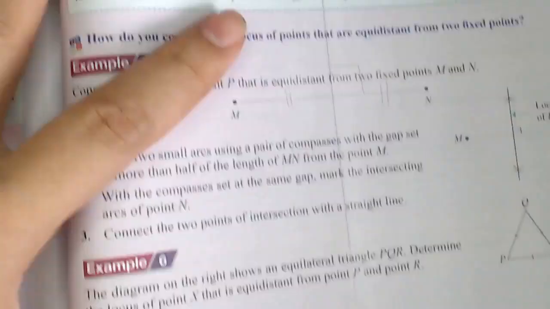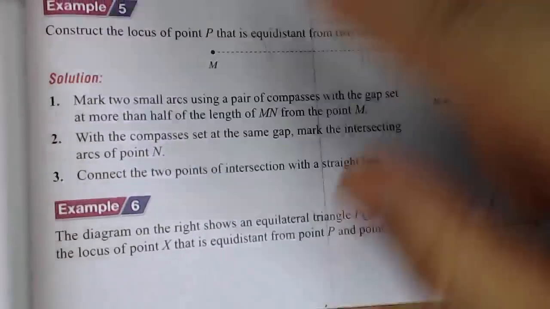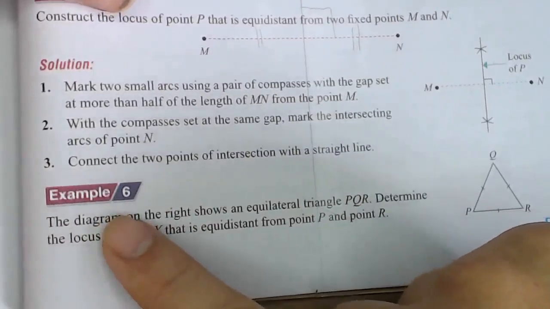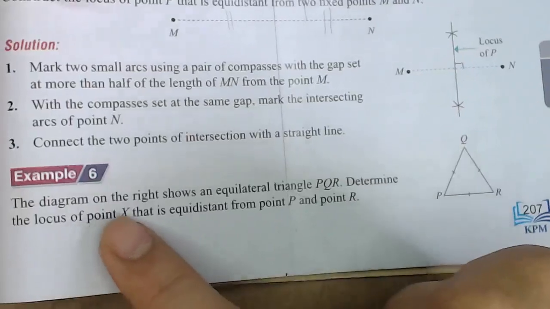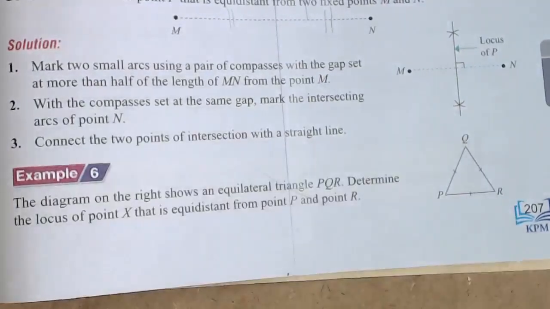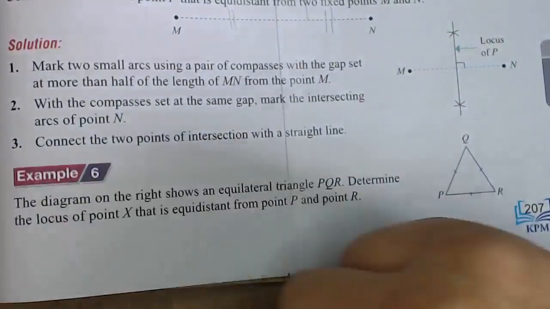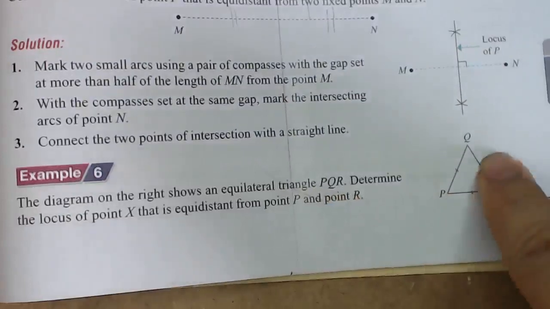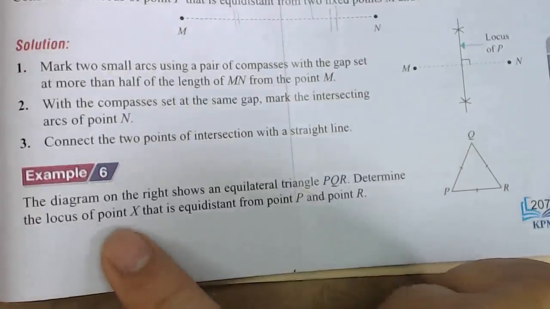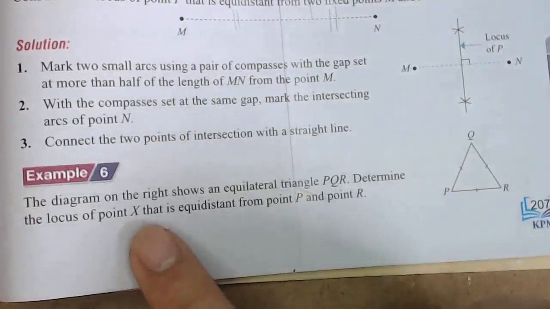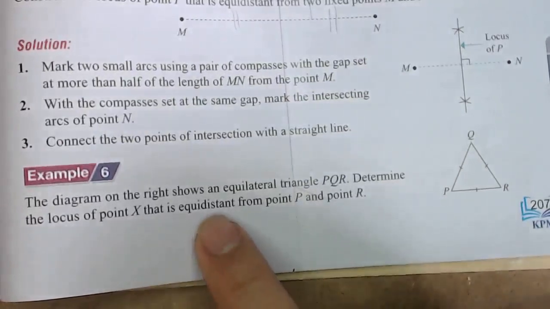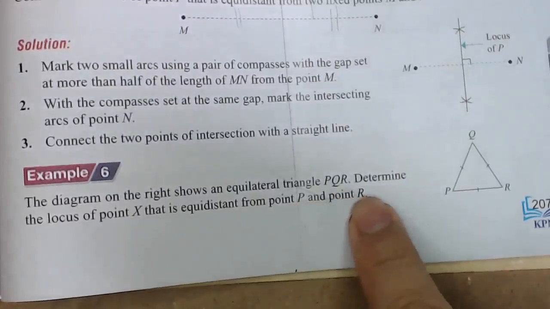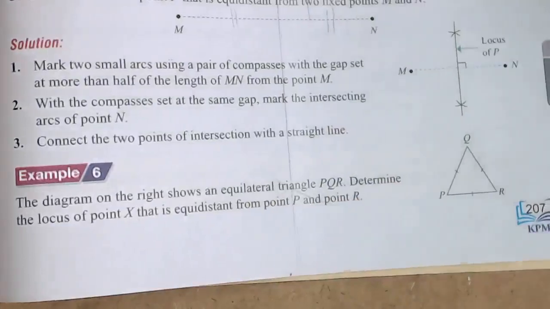Okay, we continue. So let's do example 6. The diagram on the right shows an equilateral triangle PQR. Determine the locus of point X that is equidistant from point P and point R. Okay.